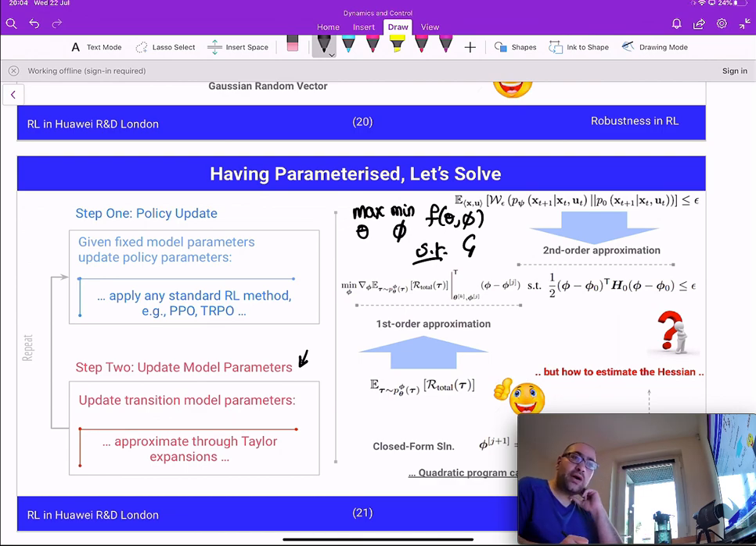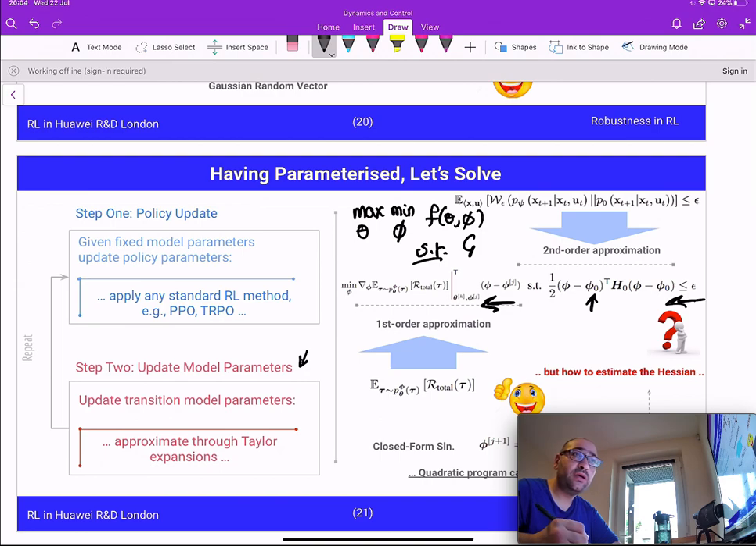Now, when it comes to the RL method, that's easy. We know how to apply it and we know how to use it. However, what about the transition model update? That's hard, because it has the constraint to deal with. The way we dealt with that is through approximations. With respect to phi, we did a first order Taylor expansion to the objective function, and a second order Taylor expansion with respect to the constraint.